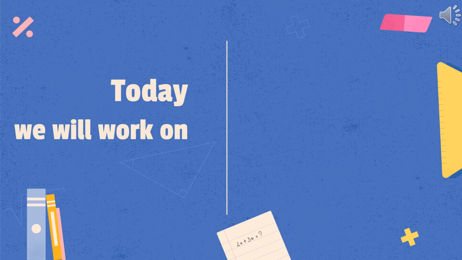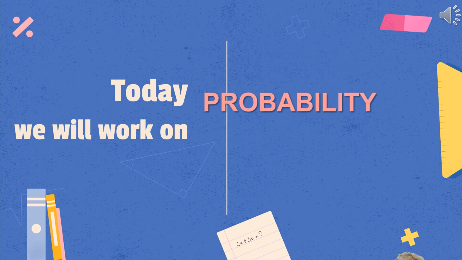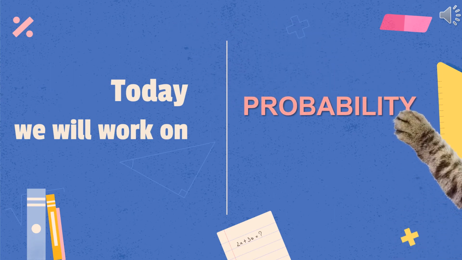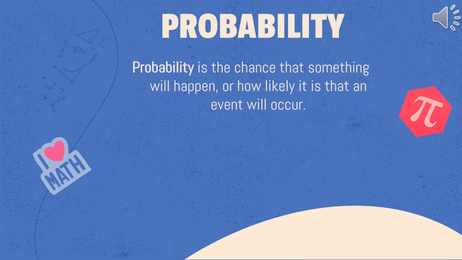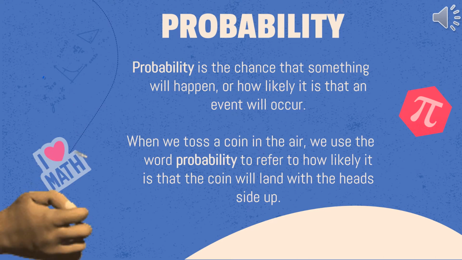Today we will work on probability. Probability is the chance that something will happen, or how likely it is that an event will occur. When we toss a coin in the air, we use the word probability to refer to how likely it is that the coin will land with the head side up.